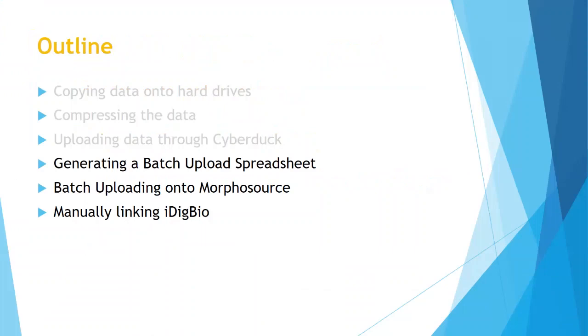So in the first part of the video, we talked about copying the data over, compressing it, and putting it onto CyberDuck. So now we have to generate a batch upload spreadsheet and put everything onto Morphosource. And I'll also be talking about scenarios where you have to manually link an IDIG bio profile, which again, I'll get more in depth with later in the video.